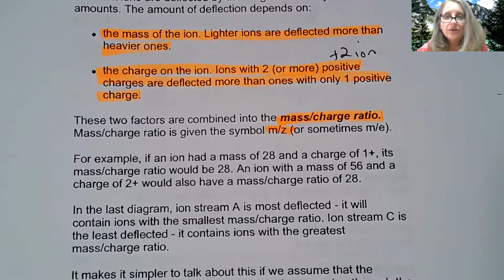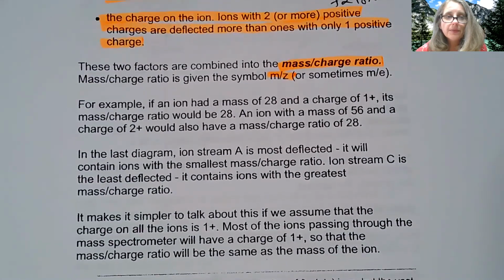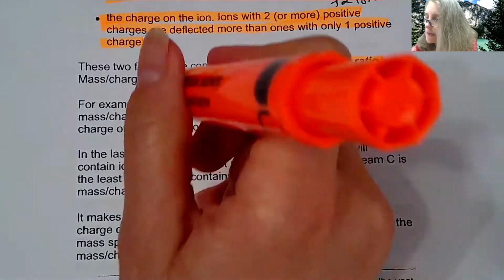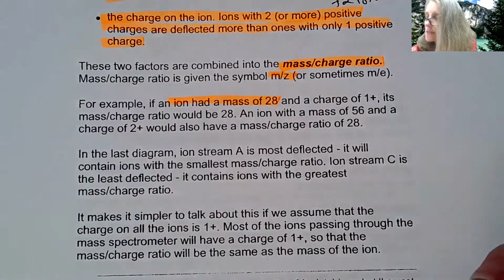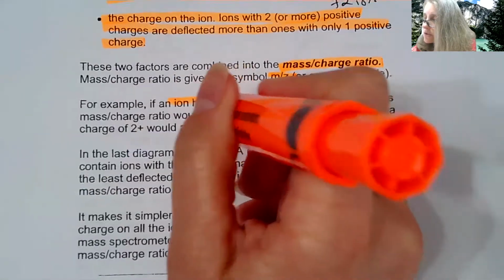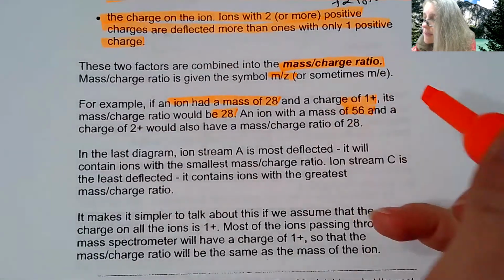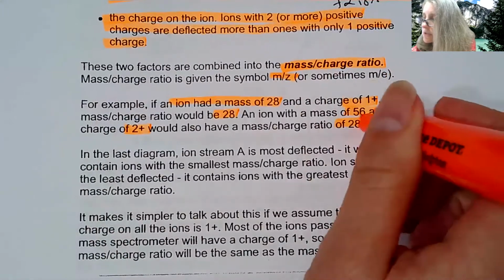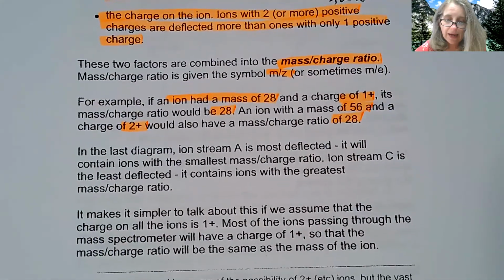That's pretty standard across mass spectrophotometers. So, for example, if an ion had a mass of 28 and a charge of +1, its mass to charge would be 28. But if you had a mass of 56 and the charge is +2, that would also be 28. So we are going to stick with things that are just +1, because otherwise you would have to know if they are +1 or +2.